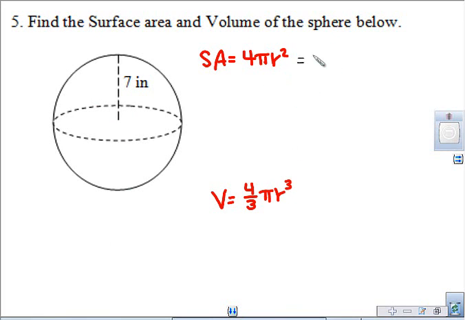So this would be 4 pi 7 squared. And again, this is a circular 3D solid, so we can leave pi in the answer and just take 4 times 7 squared, which is 196, and leave pi in the answer. This is inches, area squared. Okay, you can multiply that out. Your approximate answer as a decimal is 615.75 square inches.